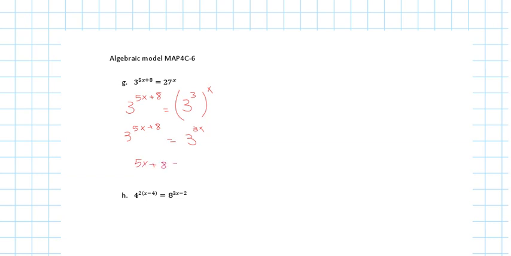Bring the like terms to the same side, right? So in this case, I want to bring the 3x to the 5x, bring the 8 over. So you see, I brought the 3x over, brought the 8 to the other side. So 3x becomes negative 3x, and 8 becomes negative 8. 2x equals negative 8.